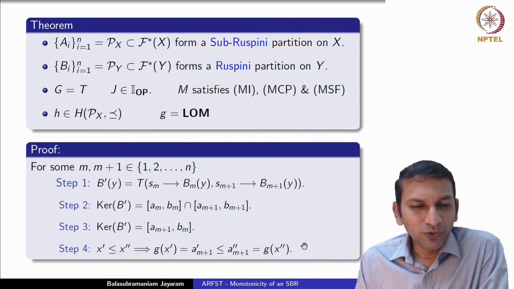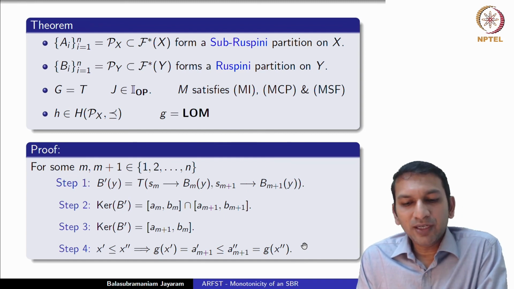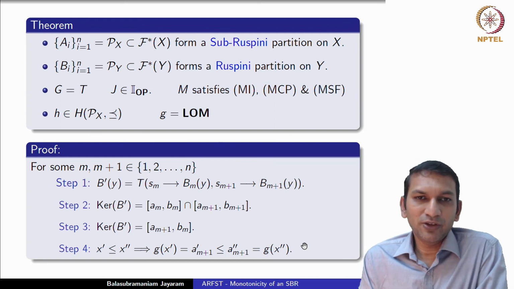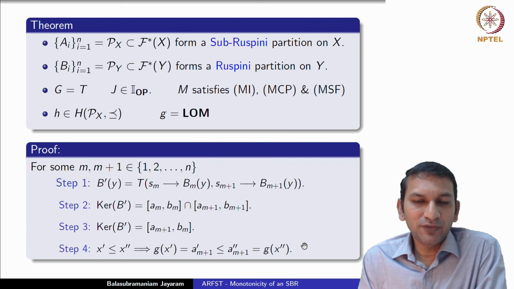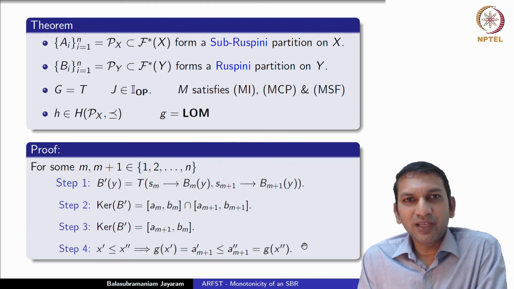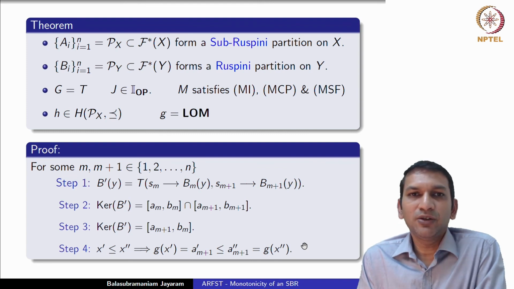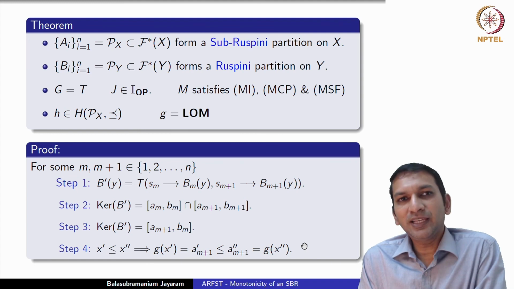So this completes the proof, and what we have shown now is, with respect to the alpha cut based ordering, we in fact do have monotonicity of an SBR under the conditions that we have seen. When you choose the different components in the SBR model appropriately, we can ensure monotonicity of the corresponding system function as a function from X to Y.